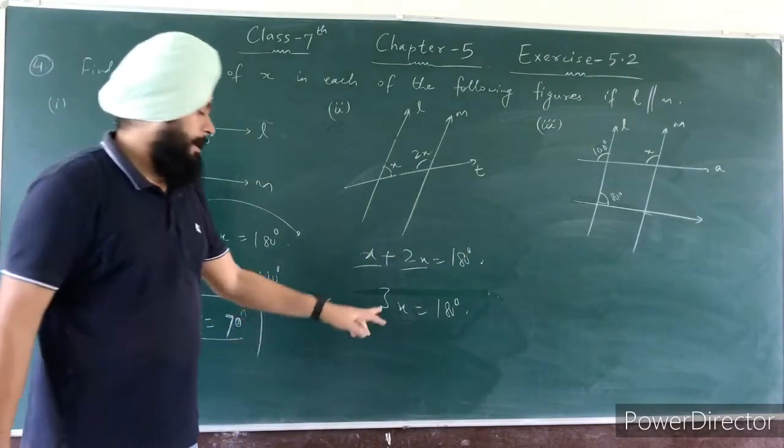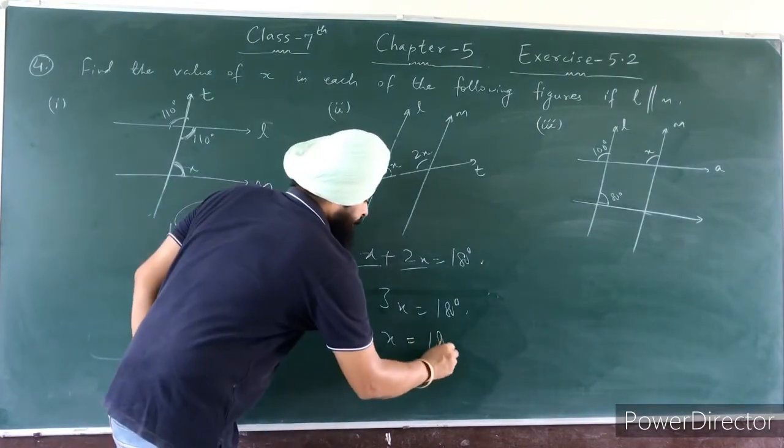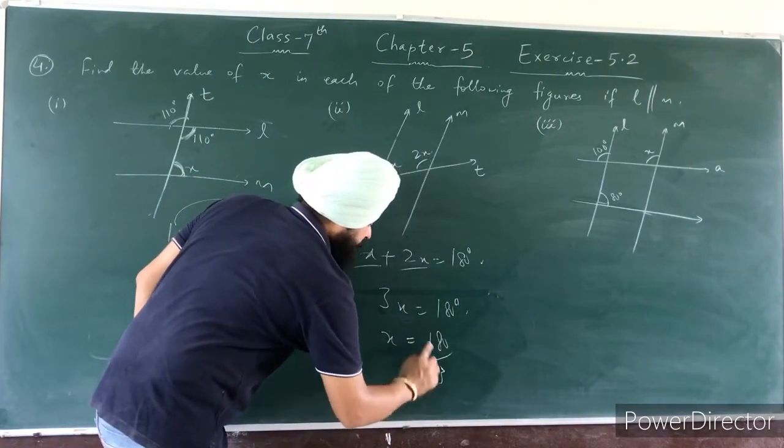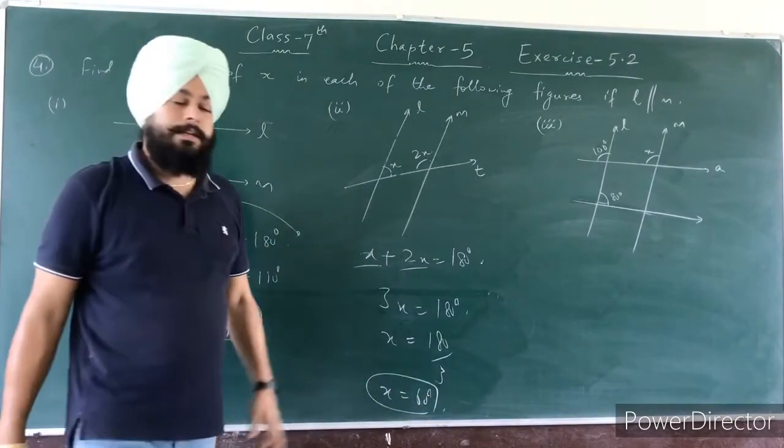180 degree. Now this 3 is the coefficient of x. It is divided by 180. So it is how much? 60 degree. Therefore measure of x is 60 degree.